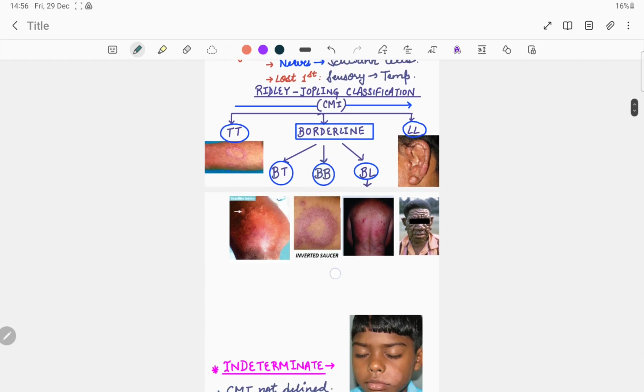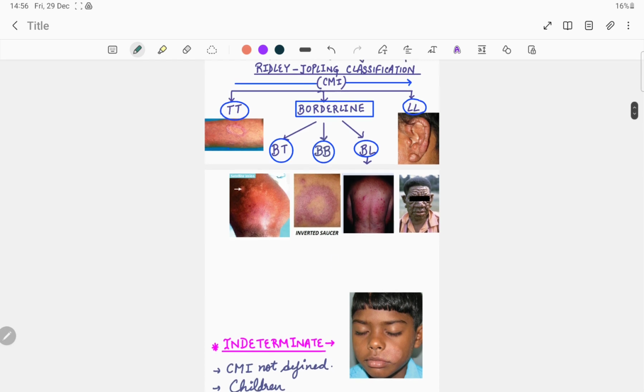Now we come to the Ridley-Jopling classification, which classifies leprosy from the tuberculoid pole to the lepromatous pole with respect to your cell mediated immunity. So the hallmark of it is your cell mediated immunity, on the basis of which it is classified, and as we go from the TT pole to the LL pole, the cell mediated immunity starts decreasing. So a person who has got a good immunity will develop a TT type of leprosy as compared to a person who has developed a lepromatous type of leprosy, who must be having a very bad or poor cell mediated immunity.